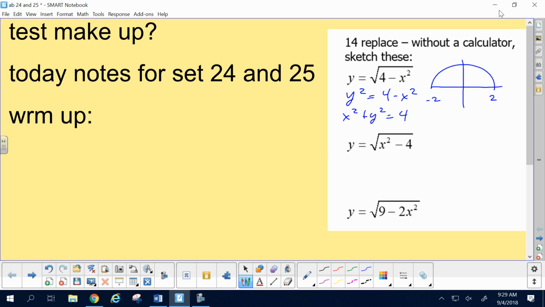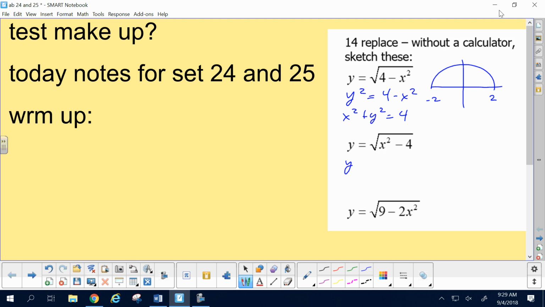Tell me, how can I use domain to confirm that graph? I know the domain involving a root means I can't square root a negative. So would you agree that x cannot be too big or I'm going to get a negative? And so it's logical that x stops at 2 on the positive side and negative 2 on the negative side? Yes. So use domain. Okay. The next one.